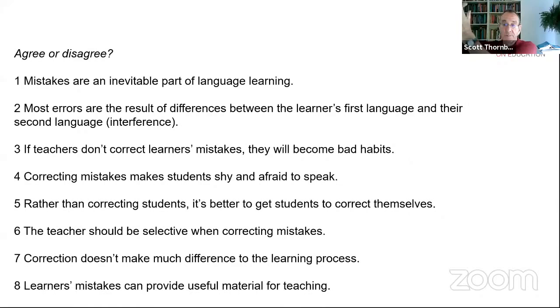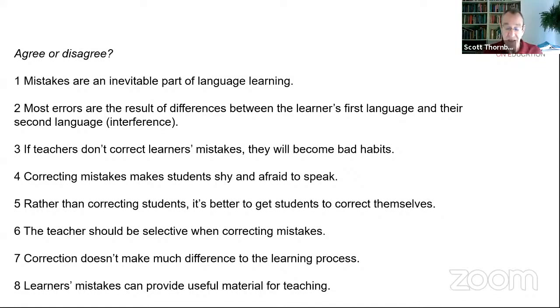So there was a big pendulum swing in the 1970s and 1980s away from the idea that interference, first language interference, was the cause of all errors. Some researchers even said that most errors were developmental, which is kind of counterintuitive. I think a lot of teachers feel, no, they recognize that a particular error has something to do with the learner's first language.